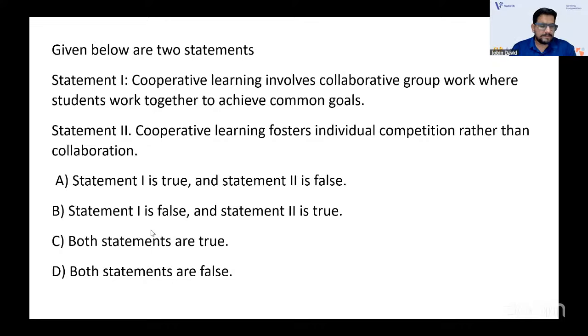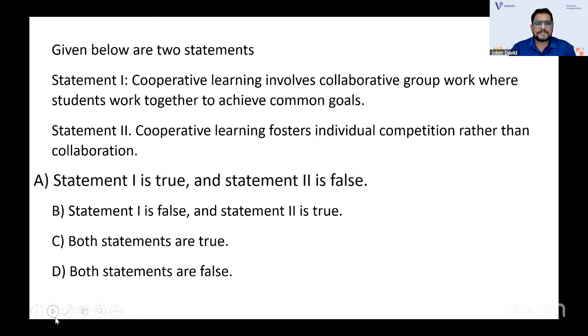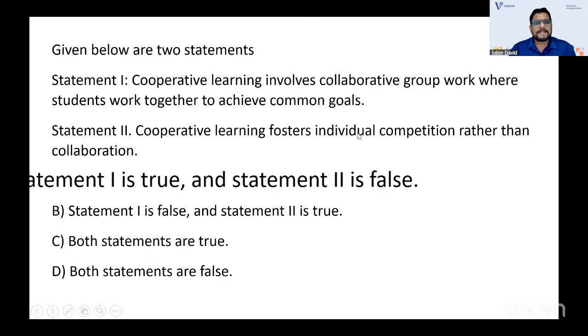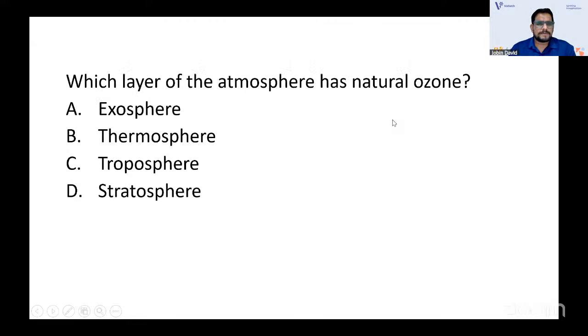Yes, everyone. The answer is that both statements are not true. Statement 1 is true and statement 2 is false. See, cooperative learning fosters individual competition rather than collaboration. No, it does not foster individual competition. So that is false actually. First one is true. Cooperative learning involves collaborative group work where students work together to achieve common goals.